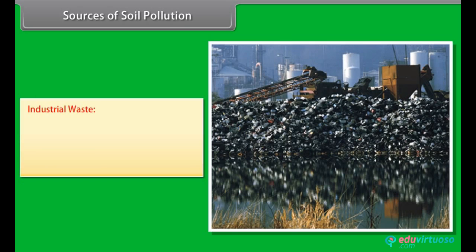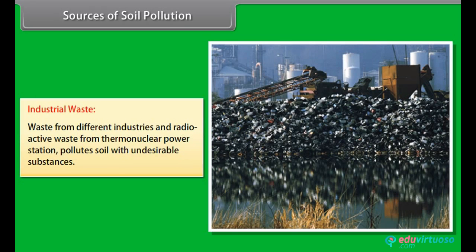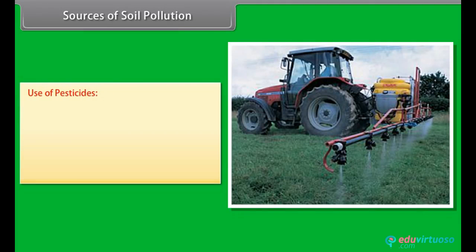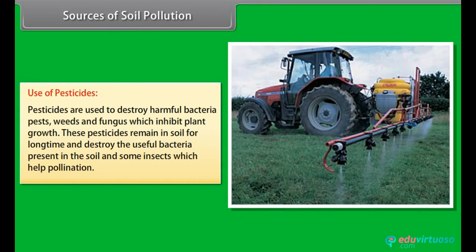Sources of soil pollution. Industrial waste. Waste from different industries and radioactive waste from thermonuclear power stations pollute soil with undesirable substances. Use of pesticides. Pesticides are used to destroy harmful bacteria, pests, weeds and fungus which inhibit plant growth.